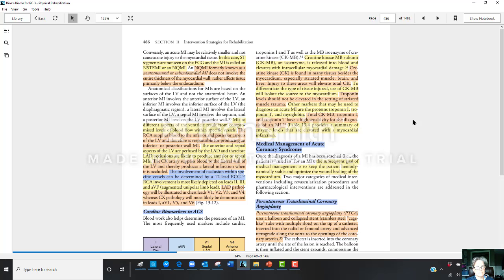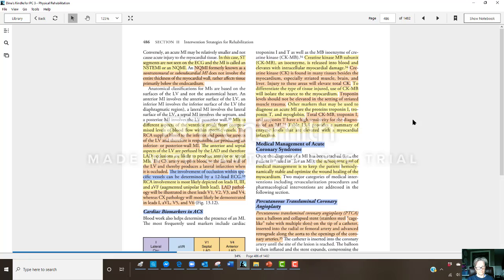33. MIs to different aspects of the ventricle result from compromised levels of blood flow within specific vessels. The RCA supplies blood to the inferior and posterior aspects of the left ventricle and therefore is responsible for producing an inferior or posterior wall MI. The anterior and septal aspects of the left ventricle are perfused by the LAD, and therefore LAD occlusions are likely to produce anterior or septal MIs. The CX artery supplies blood to the lateral wall of the left ventricle and thereby produces a lateral infarction when it is occluded.